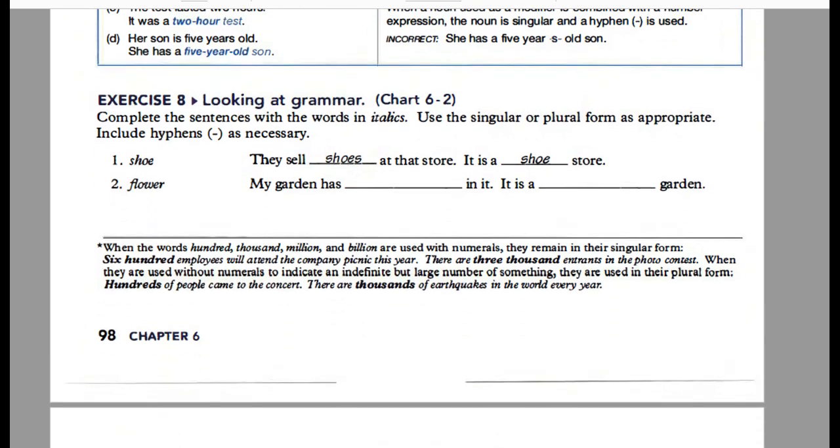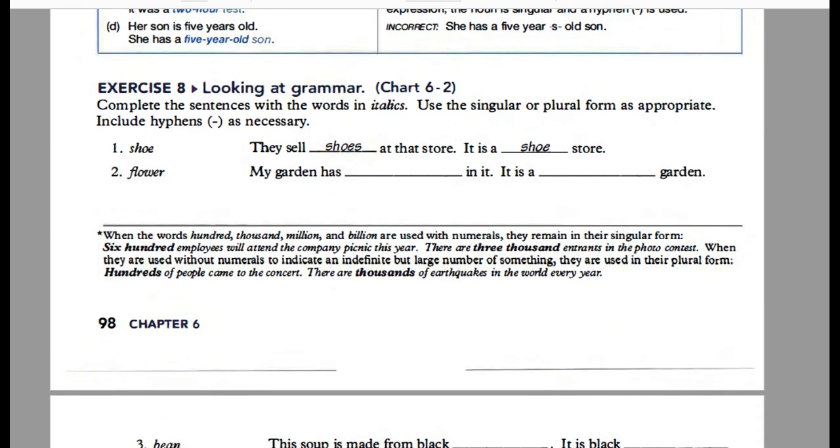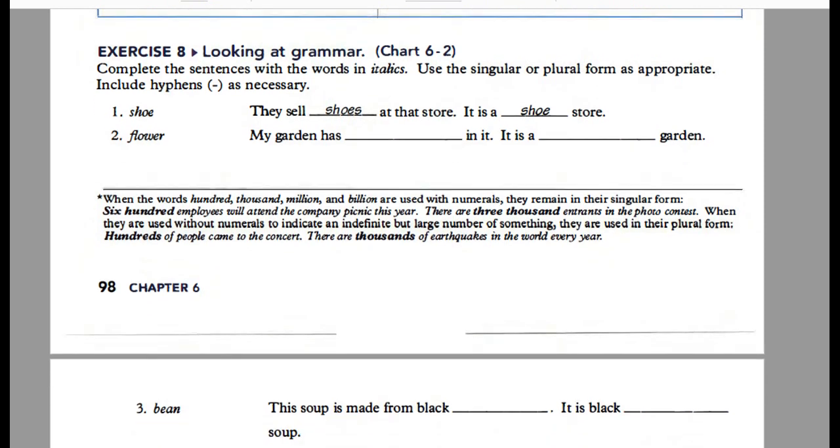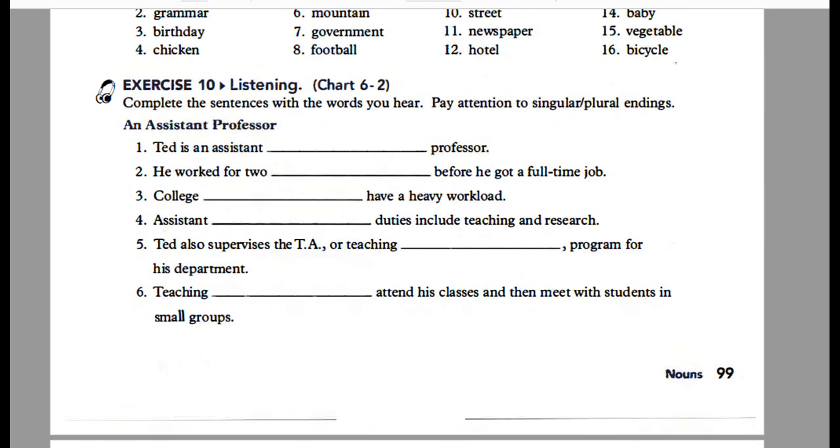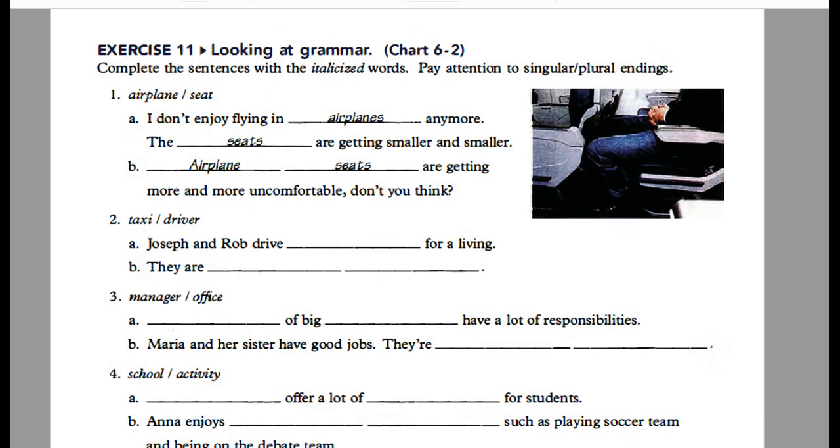So there is one point here they show, like you can see in this example, the plane was late. We had a 2-hour wait. We had to wait for 2 hours. A 2-hour here will be for hyphenation. So keep it up and try to read it on your own just to understand what I mean.